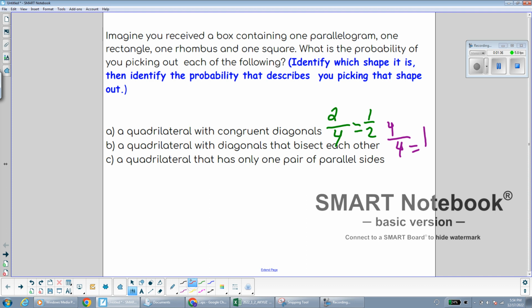And finally, a quadrilateral that has only one pair of parallel sides. So there are four shapes in total, once again, and all of these shapes have to start off as parallelograms. And we know that parallelograms have two pairs of parallel sides. Both pairs of opposite sides need to be parallel. So none of these shapes has only one pair of parallel sides. So that's a 0% chance of pulling that out of the box.